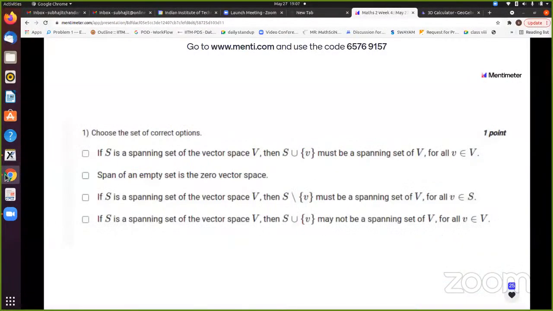Okay. Second, the span of an empty set is the 0 vector space. I mean, that is basically the definition. If you don't have any element, it will generate 0, basically. This is just the definition.